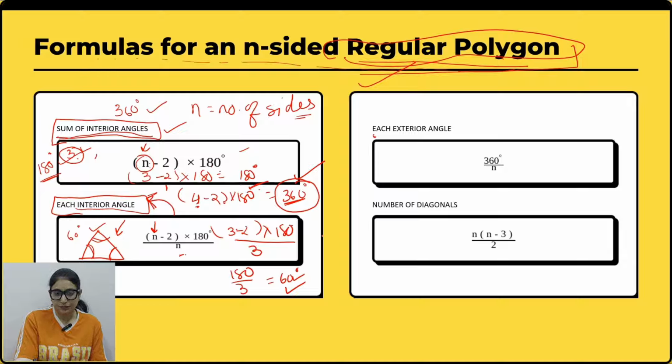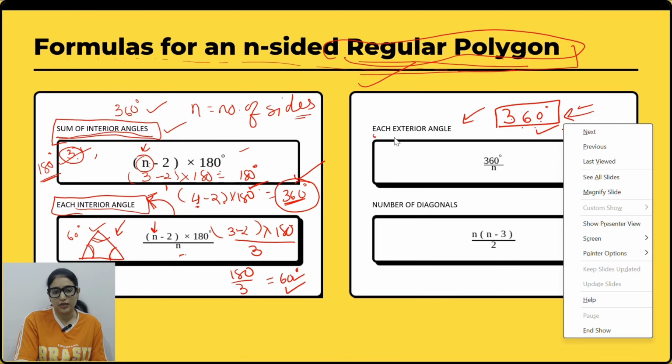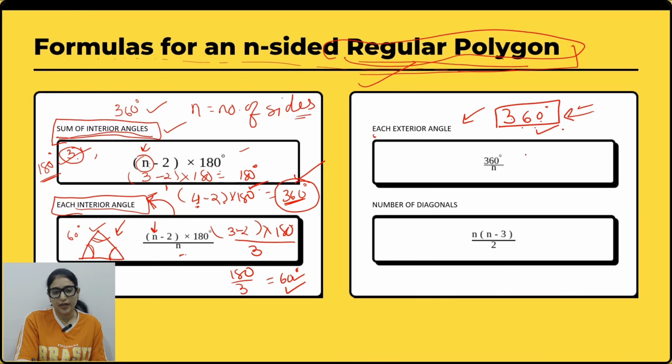Now see, we have done in the previous video, with proof, that 360 is the sum of all the exterior angles. Clear? Whatever type of polygon it may be, the sum of all exterior angles will be 360 only. So if it is a regular polygon, if you divide it by n, the number of sides, you will get each exterior angle. For example, if I divide 360 by 4, what will be each exterior angle? 90 degrees. Clear?